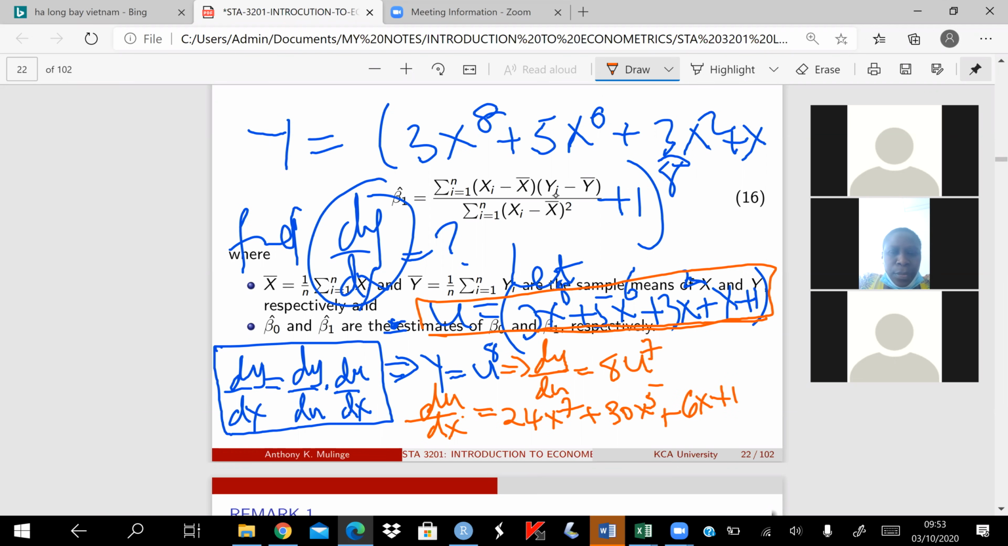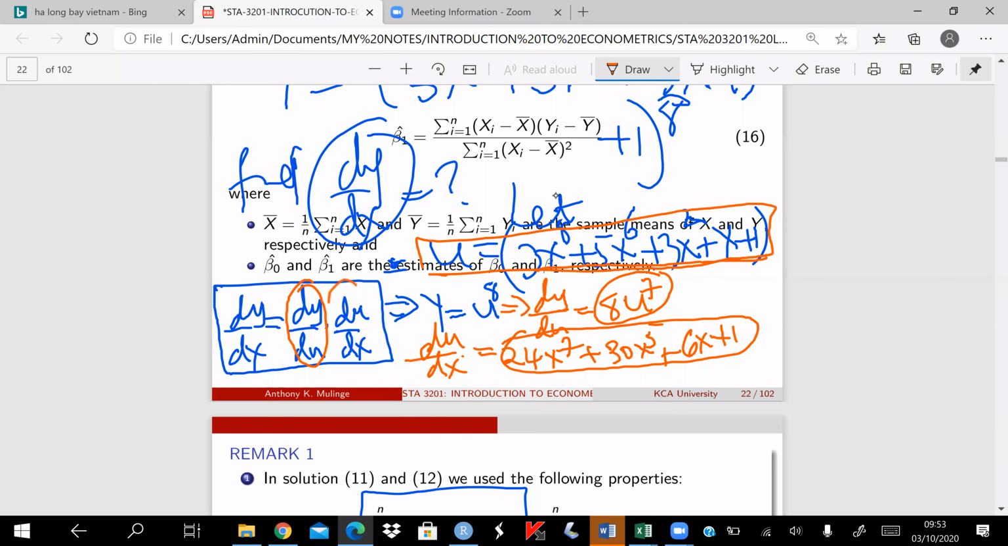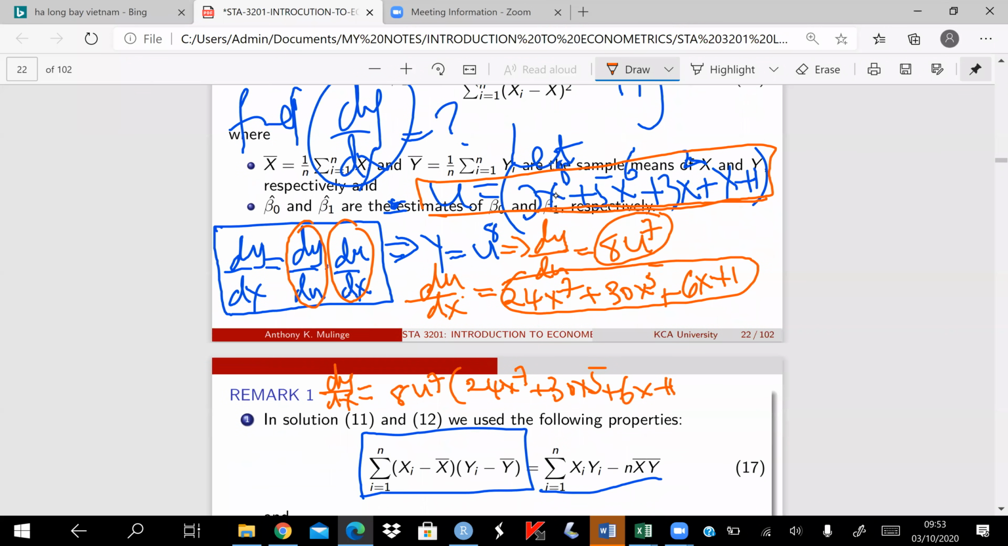So now the required derivative will be this times this. That is, this times that. So I multiply those two. If I multiply those two, I'll get my dy dx as equal to 8u power 7 multiplied by 24x power 7 plus 30x power 5 plus 6x, plus a 1.